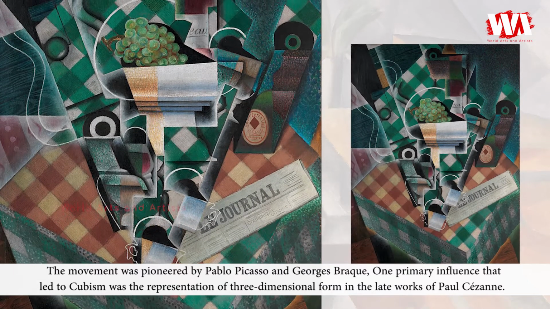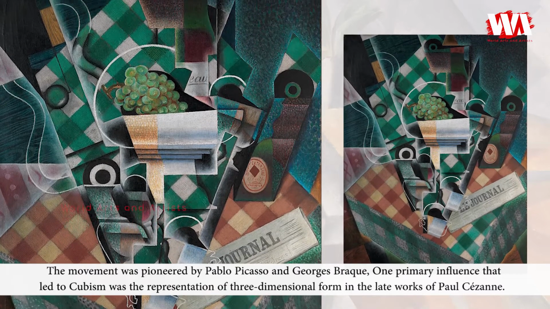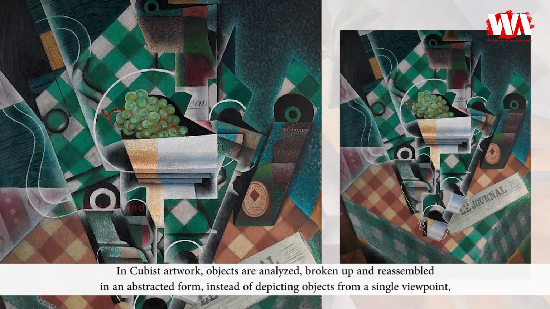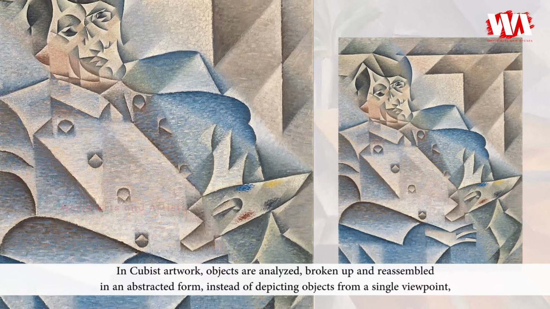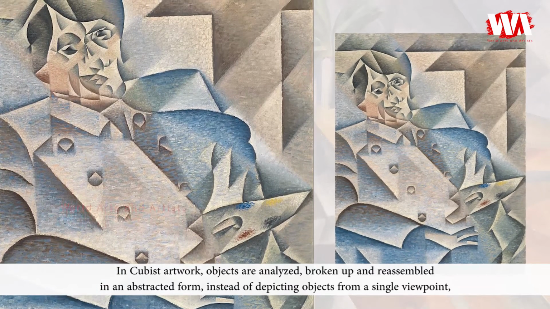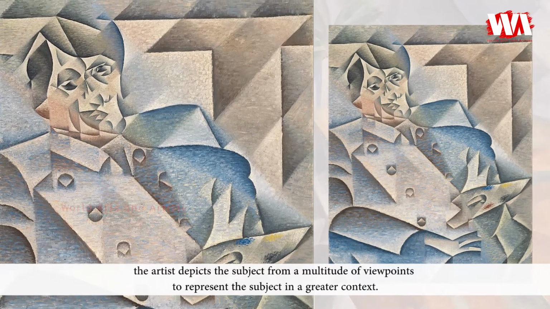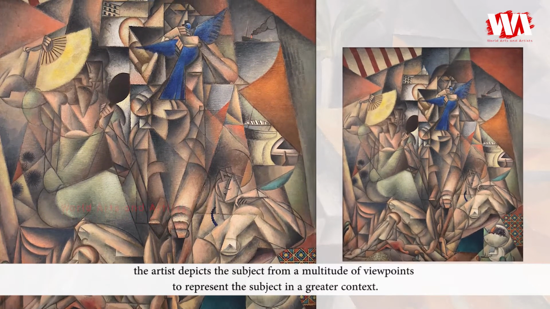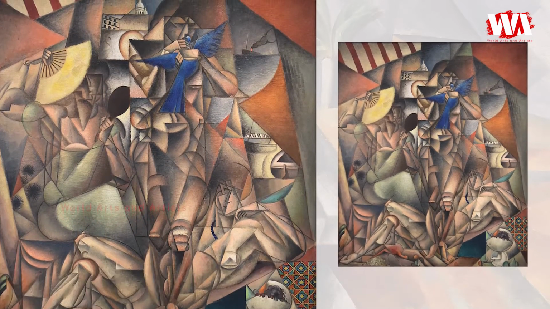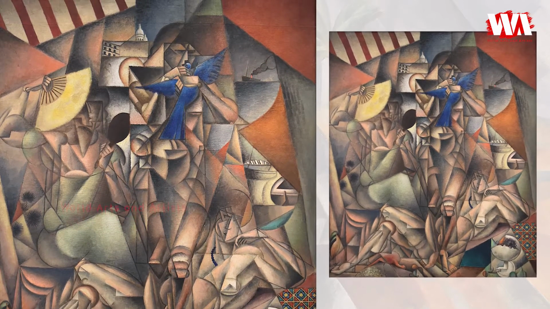The movement was pioneered by Pablo Picasso and Georges Braque. One primary influence that led to Cubism was the representation of three-dimensional form in the late works of Paul Cézanne. In Cubist artwork, objects are analyzed, broken up and reassembled in an abstracted form instead of depicting objects from a single viewpoint. The artist depicts the subject from a multitude of viewpoints to represent the subject in a greater context.